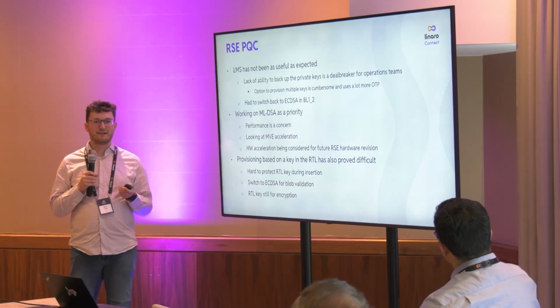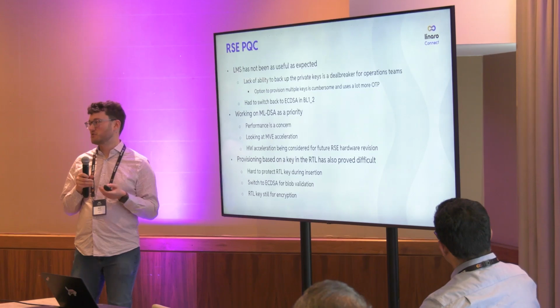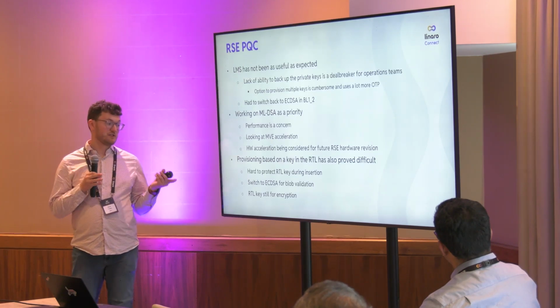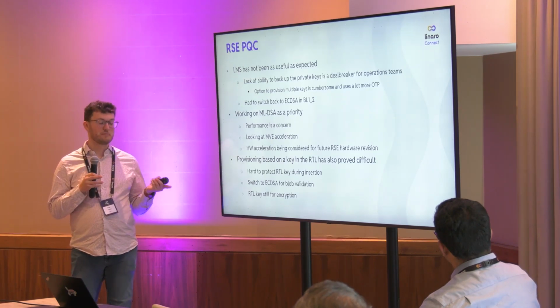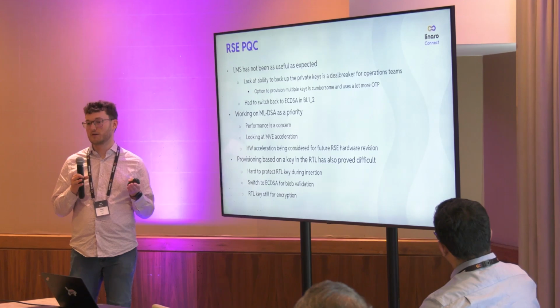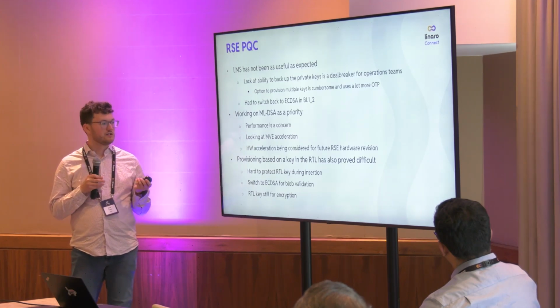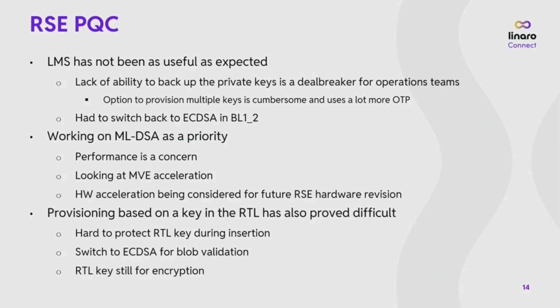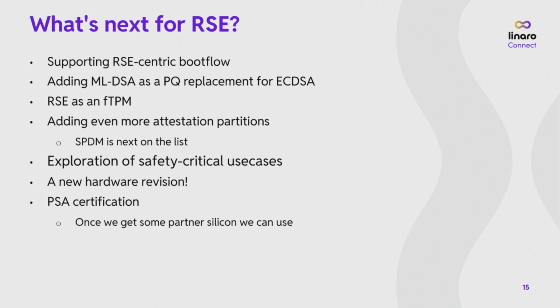And this means that at least if you do manage to get hold of the RTL key, you can't provision anything. You do need the RTL key still for encryption. If you want to provision secrets, there's no way around that really. You need a device class key to do the encryption.